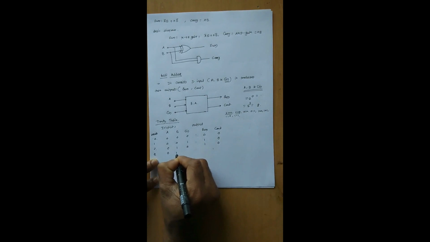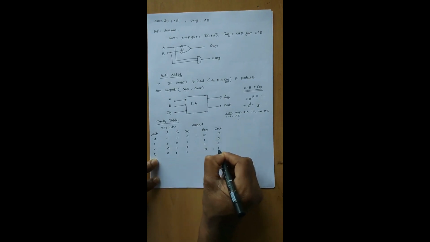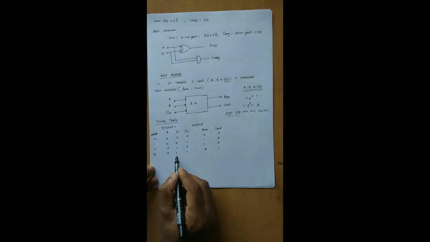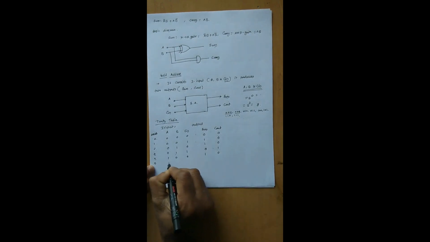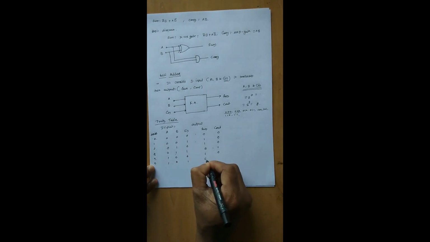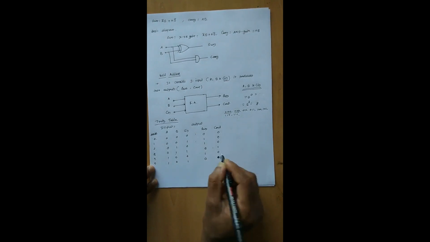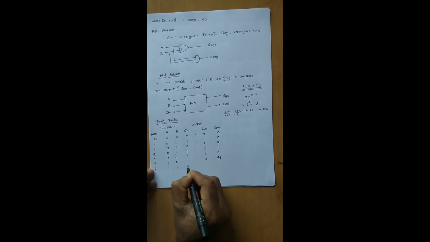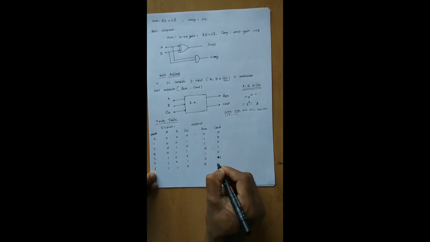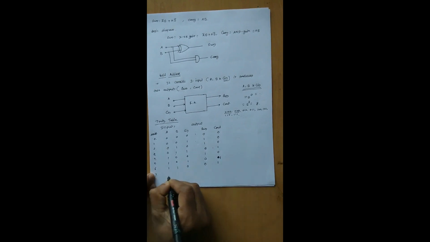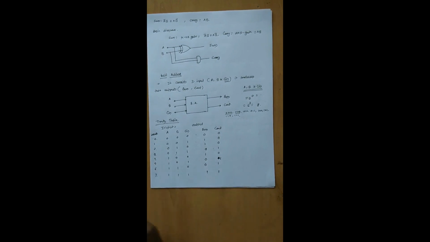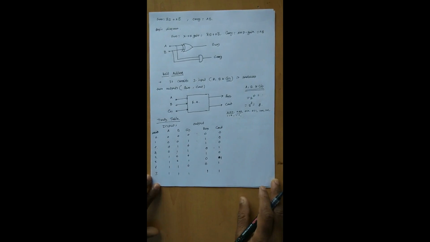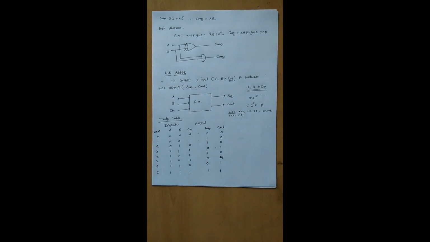For 3, 0 1 1, sum is 0, carry is 1, because 0 plus 1 is 1, 1 plus 1 is 0. For the 4, 1 0 0, sum is 1 and carry is 0. For 5, 1 0 1, sum is 0 and carry is 1. For 6, 1 1 0, sum is 0 and carry is 1. For the 7, 1 1 1, both are 1 1. Okay, this is the truth table for the sum and carry of the full adder.